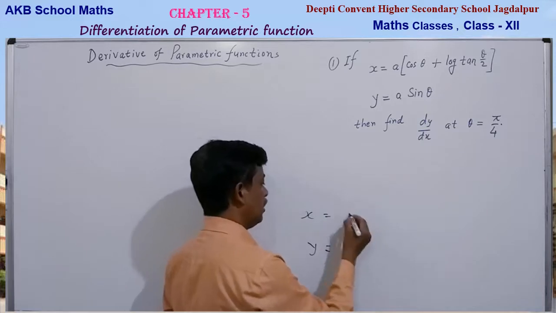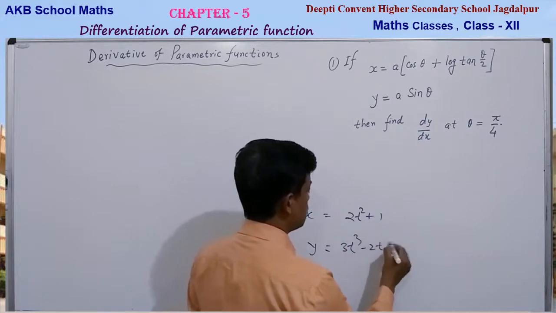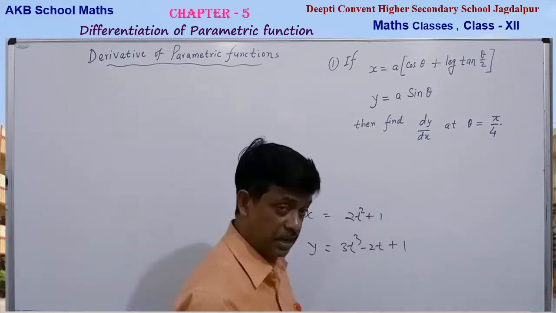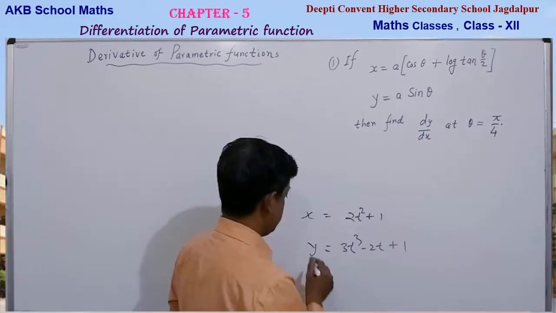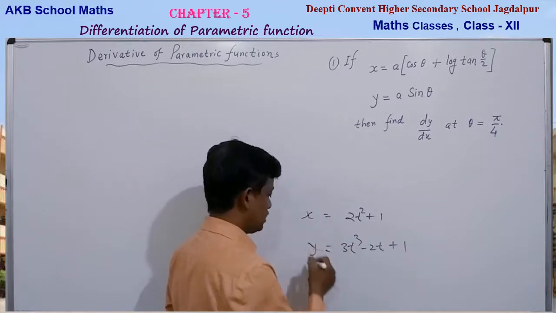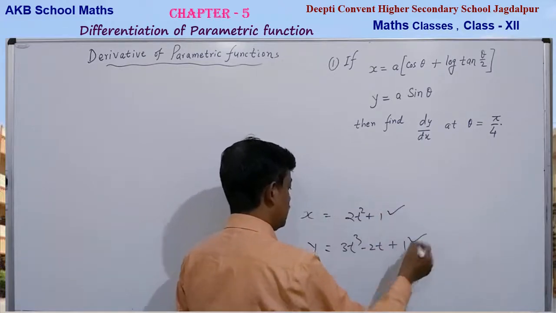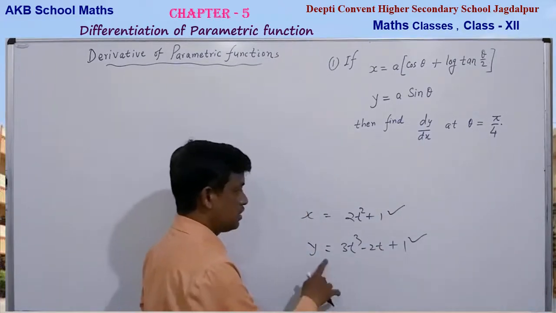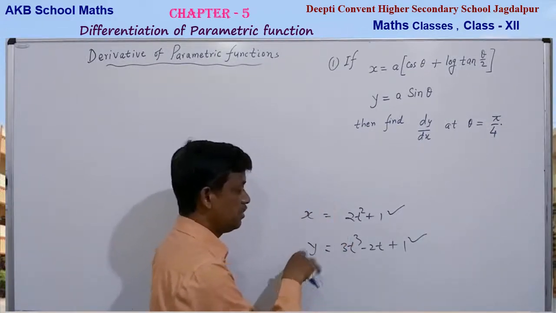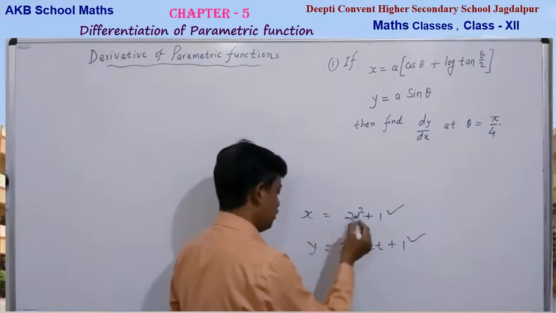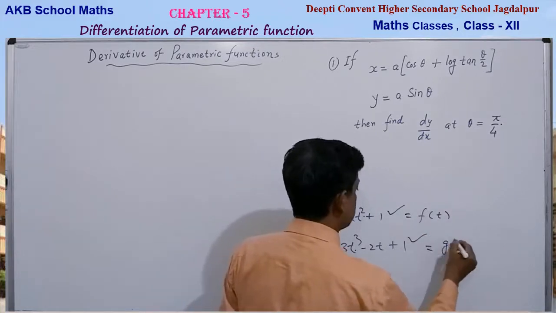x is given like 2t square plus 1, y is given 3t cube minus 2t plus 1. That is, here x and y both are given in terms of t. Our related variables x and y are connected by this relation. In this case, we say that our function is given in parametric form. x is a function of t, y is also a function of t.